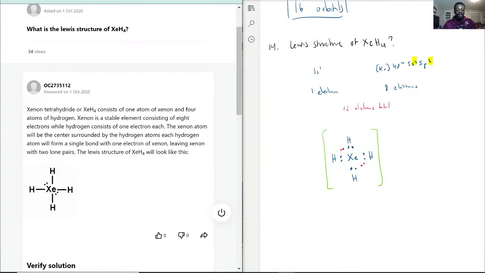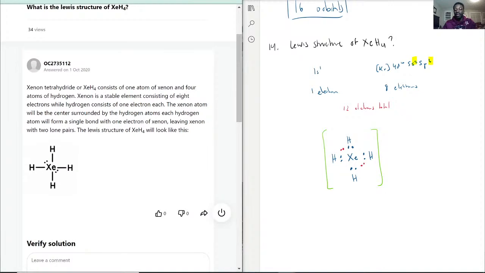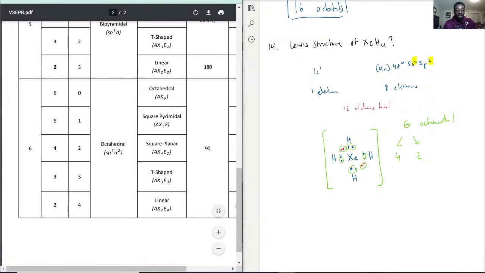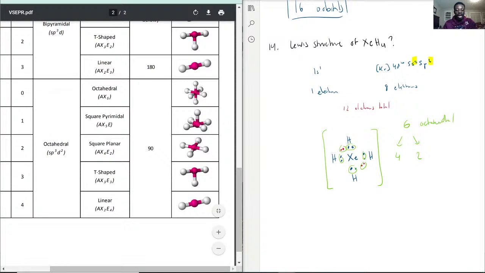Yep, that is correct. And if they're asking for the electron geometry, as you can see here, xenon would have 6 electron pairs, and that would break down to, I believe, octahedral. And that breaks down to having 4 bonds and 2 lone pairs. The specific name for it, I definitely don't know. You go down to this table here, 6 octahedral, 4 bonds, 2 lone pairs, it's square planar. So it kind of looks like that.